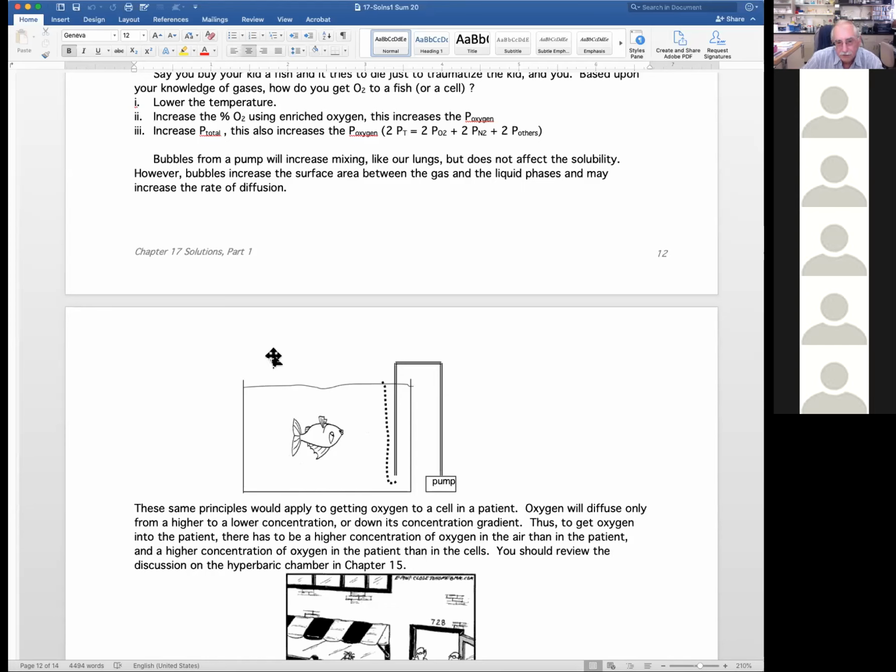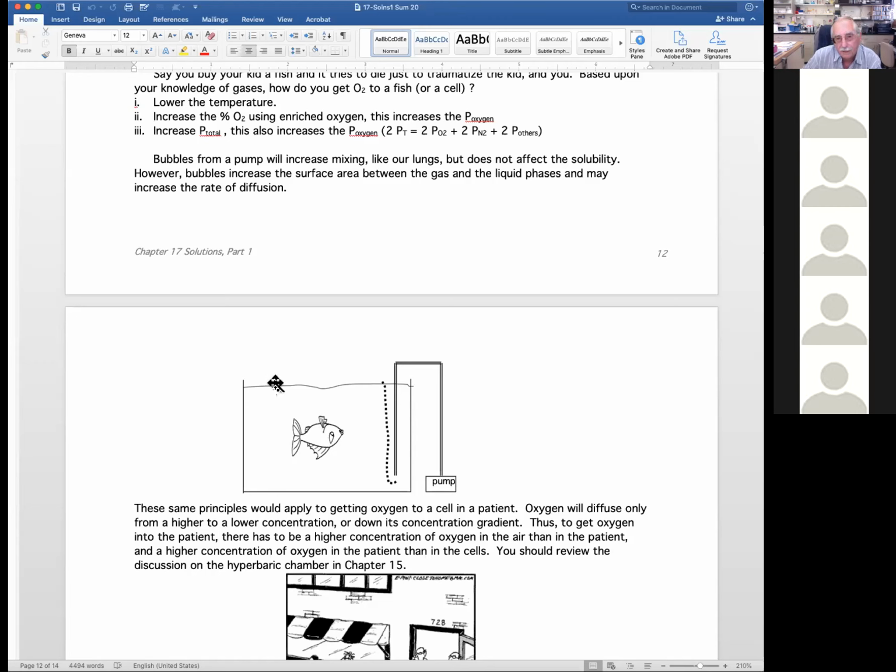If you increase the partial pressure of oxygen over here, you would increase the partial pressure of oxygen in the water, then you would increase the concentration of oxygen in the fish. You have to create that gradient to make sure you get oxygen to the fish. You could also increase the total pressure. For example, put your fish in a hyperbaric chamber.